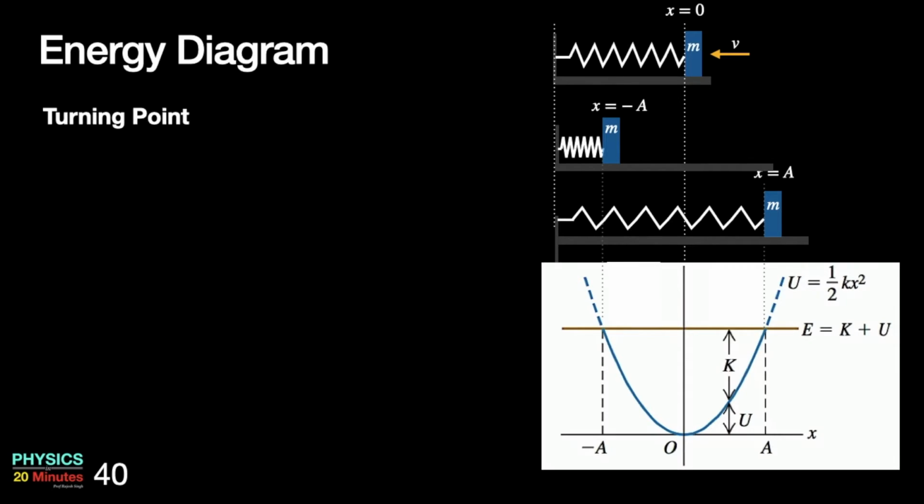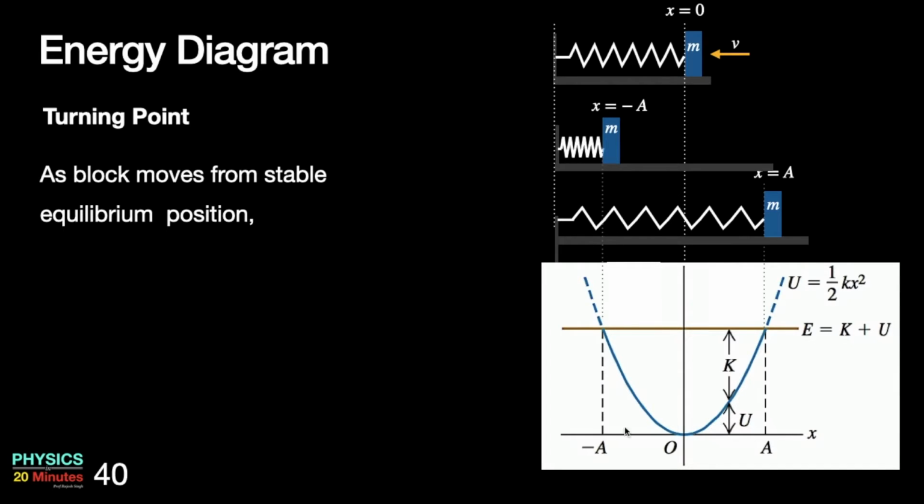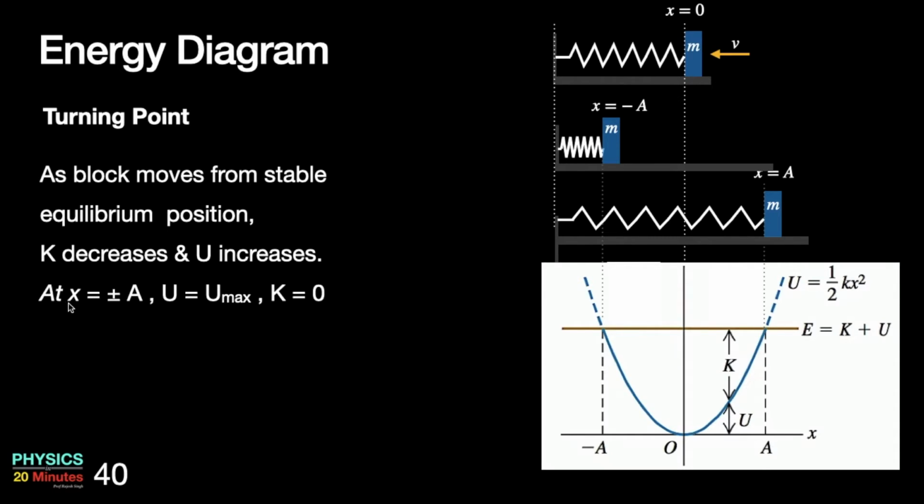Now let's explore the concept of turning points. Now as the particle moves from the minima in any direction, left or right, as x increases towards right or left, u will go on increasing because it's a function of x. Since u increases and E is constant, k has to decrease. If k decreases, the speed of the particle goes on decreasing. When you reach these 2 points, x equal to plus or minus a, that is here and here.